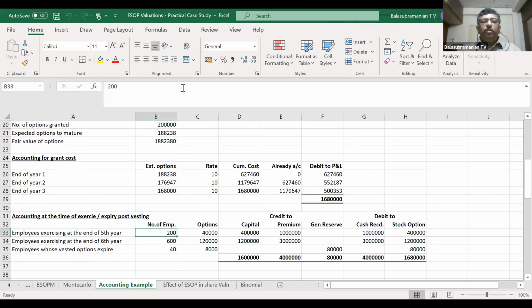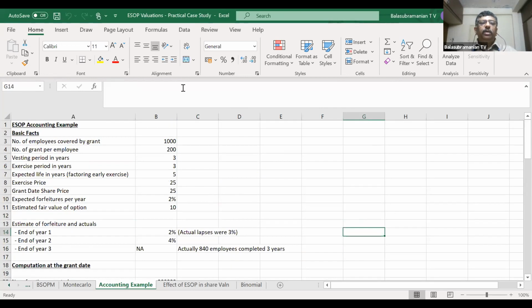Let's suppose the number of employees exercising at the end of the 5th year is 200 people, right? I think this is the same which is there in the... yeah. So let's say 200 people are exercising by the end of the 5th year. Now, out of the 200 people, they will have 40,000 options amongst them, 200 per person into 200. So then to that extent, the amount goes into capital and premium, and what amount is received as cash, which is the money collected from them.